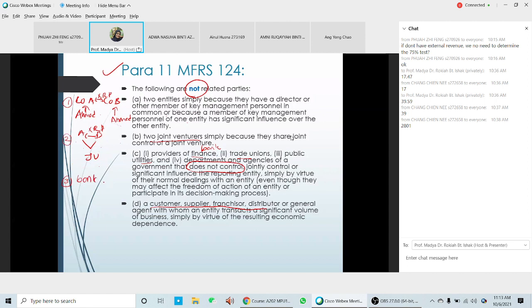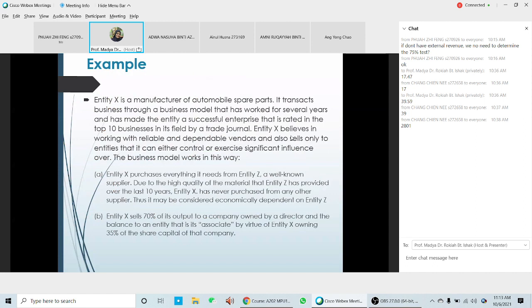So a finance provider, trade union, public utility, and then government department. But these do not have control over that company. And then the last one is a customer, supplier, purchaser, and distributor. So this one is not a related party. So you need to be careful with this one also. Okay, let's look at these examples.